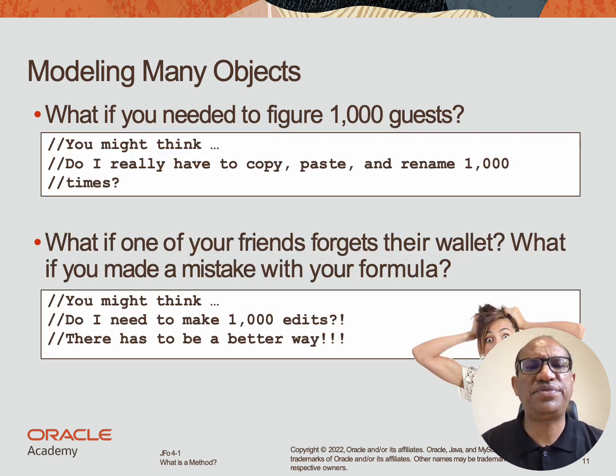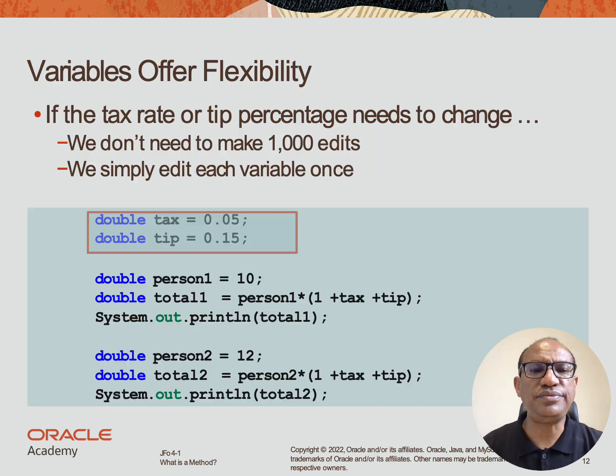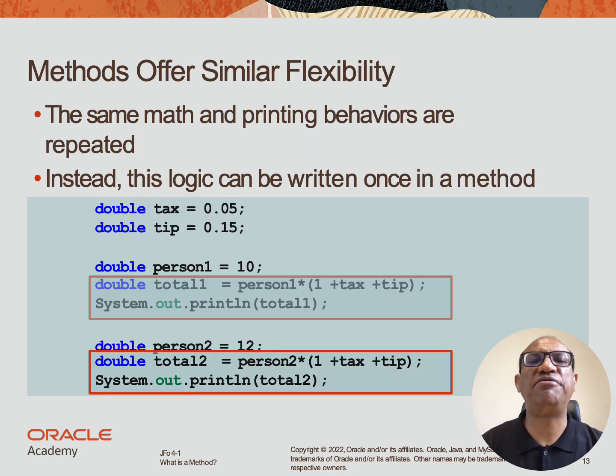You might never have 1,000 dinner guests in real life, but there are other scenarios where 1,000 objects make sense, like a bank with 1,000 savings accounts. This is where variables already help. If you change the tax or tip, you only need to update it in one place. That's a nice start, but we can take this flexibility even further using methods. Instead of repeating the same calculation over and over, we'll write a method once and call it whenever we need it. Cleaner, simpler, and way more scalable.